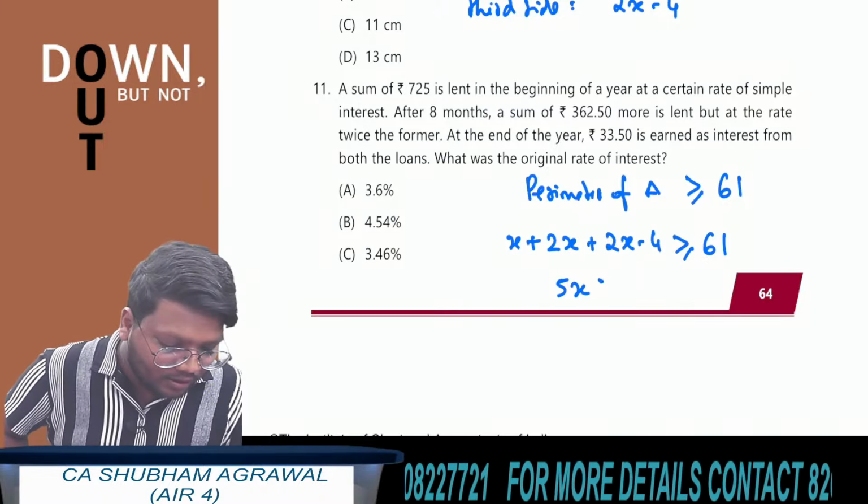What they have asked here? Find the minimum length of the shortest side. We have taken shortest side as x. And what we have got here? x is greater than or equals to 13. So what is the minimum length of the shortest side? 13. Which option is correct? Option D.